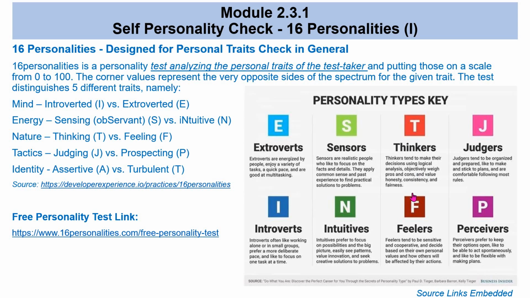And when you talk about tactics or strategy in what you do, then you're looking at either being a judger or a perceiver. A judger is someone who likes to be organized, structured, likes to make plans. Let's stick to the plan and follow it that way. And a perceiver just keeps a lot of things open.